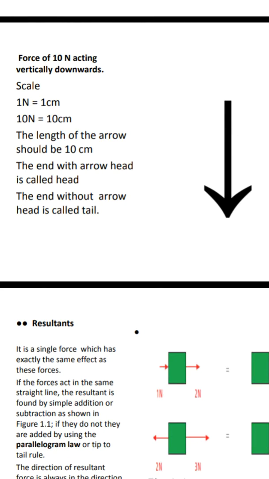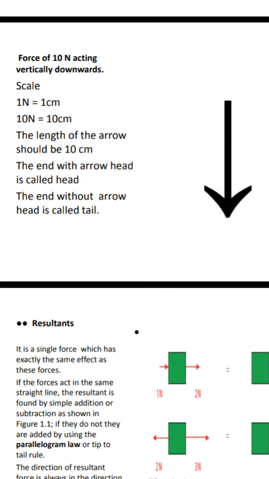Force is an example of vector quantity. Now we're going to discuss how to represent a force. For example, a force of 10 Newton is acting vertically downwards. According to this information, force is a vector quantity and its magnitude is 10 Newton and its direction is vertically downward.